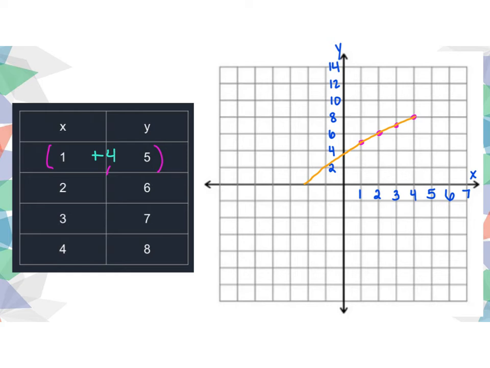1 plus 4 is 5, 2 plus 4 is 6, 3 plus 4 is 7, and 4 plus 4 is 8. So my equation would be y equals x plus 4.